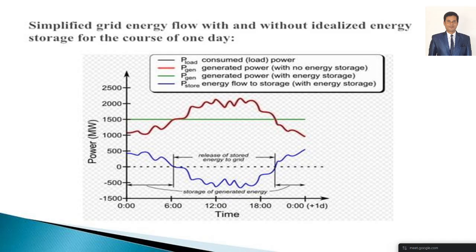See now, generation is happening from 1000 to around 2000 megawatt, isn't it? During that time, what is happening if the load comes suddenly? If the load comes suddenly, what do you have to do? The power of the load, right? That is the consumed power.